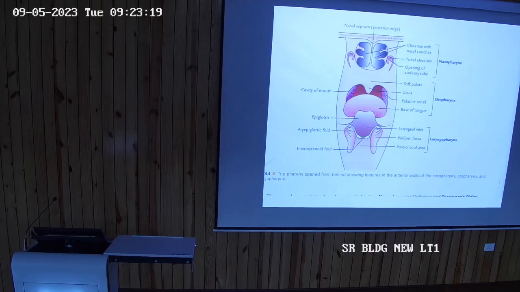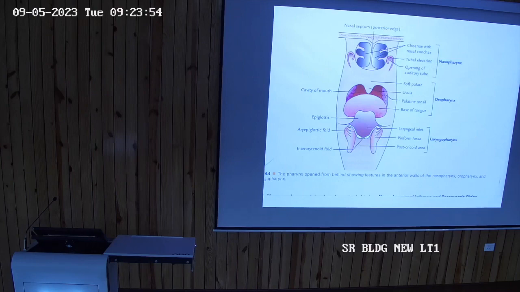Aryepiglottic fold, that means it is connected. These are the cartilages, the arytenoid cartilage. So the fold starting from the arytenoid cartilage is attached to the lateral margin of the epiglottis. The epiglottis is just a leaf-like structure. So the mucous fold coming from the arytenoid cartilage attached to the lateral side of the epiglottis, that is called the aryepiglottic fold.